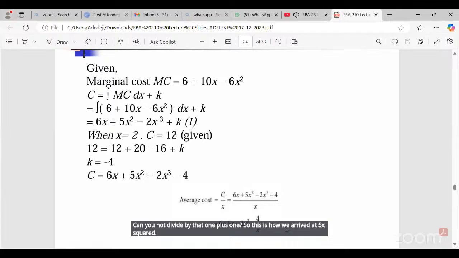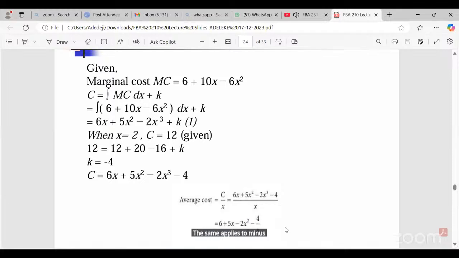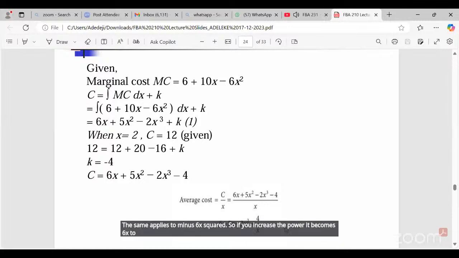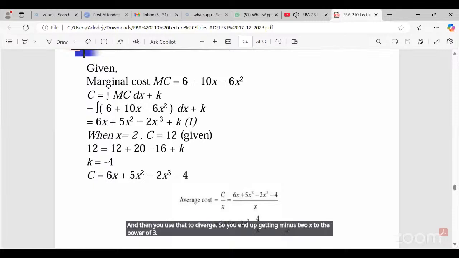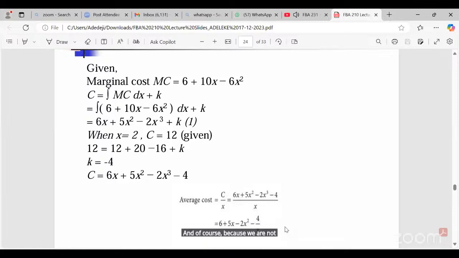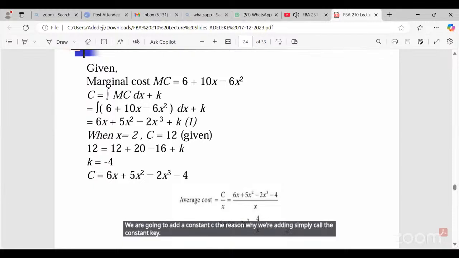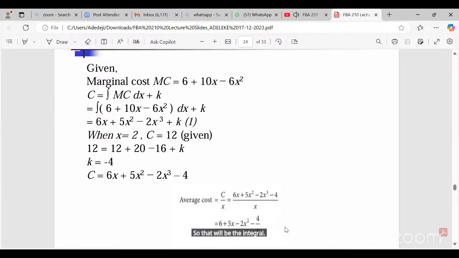The same applies to minus 6x squared. If you increase the power, it becomes 6x to power of 3, and then you use that to divide. So you end up getting minus 2x to power of 3. And of course, because we are not integrating under definite limits, we are going to add our constant c. This time, we are simply calling it the constant k. So that will be the integral, given as equation 1.